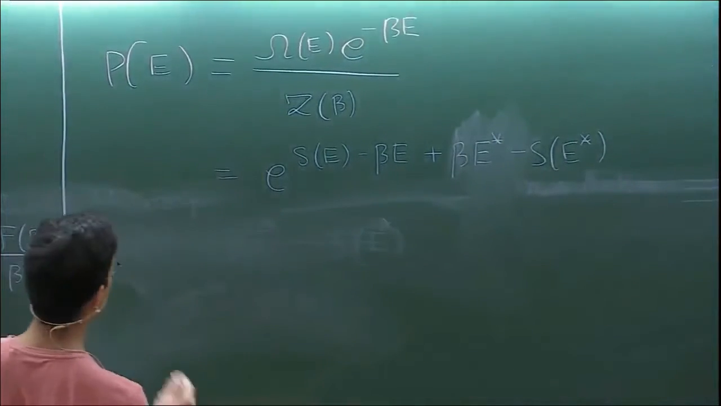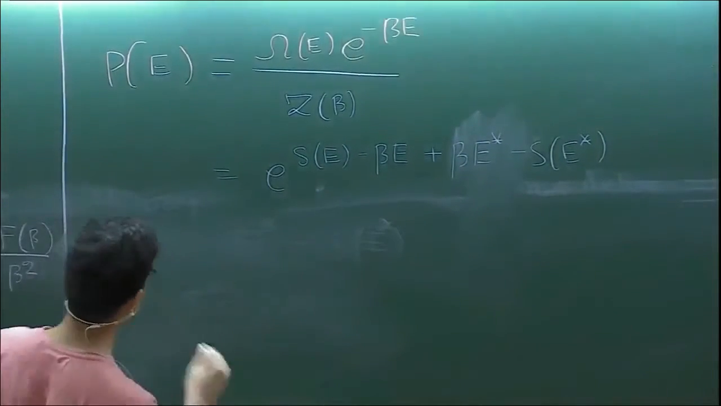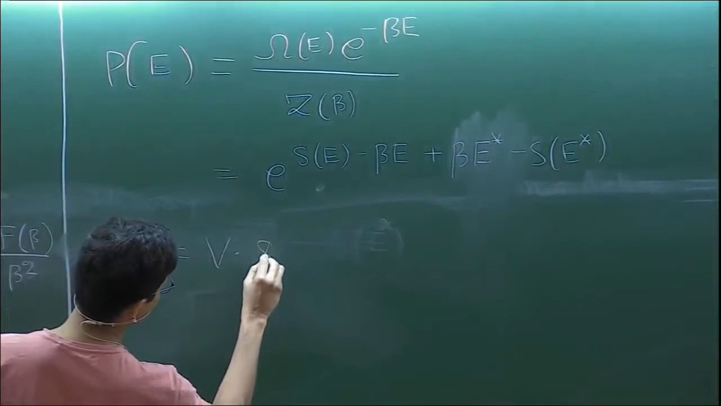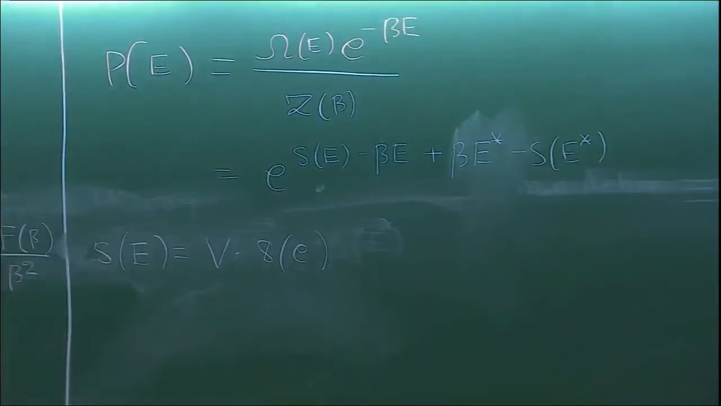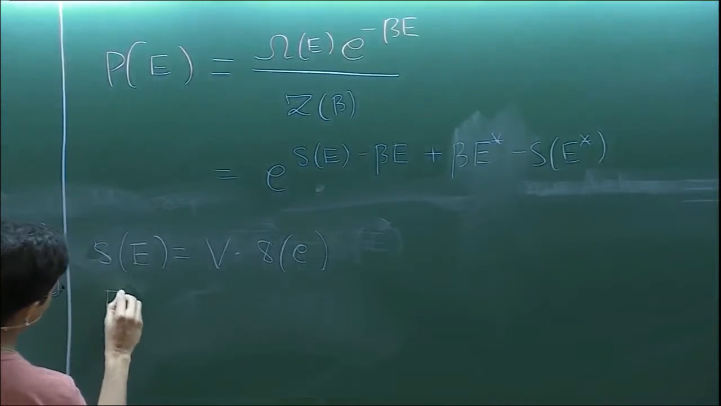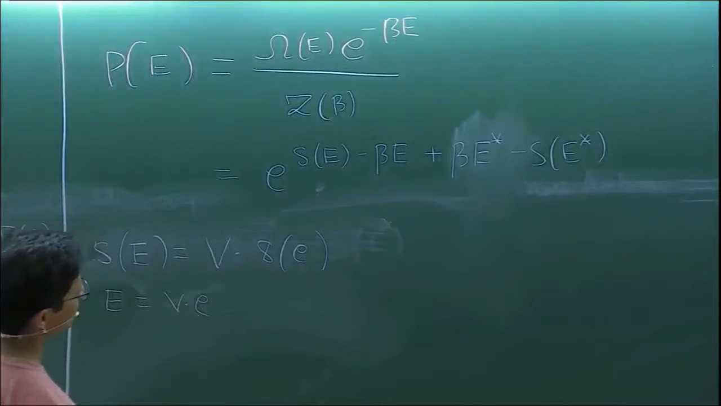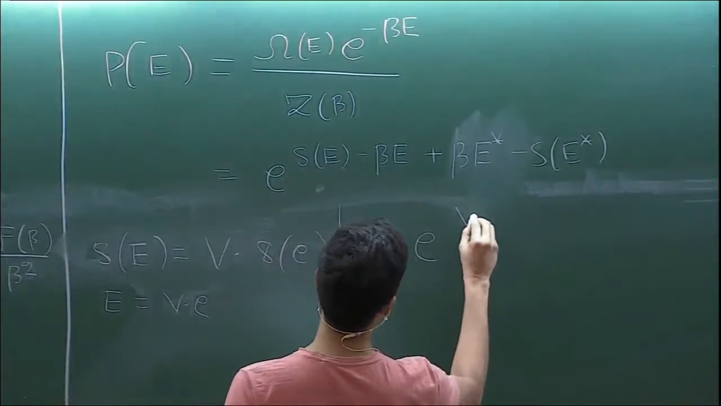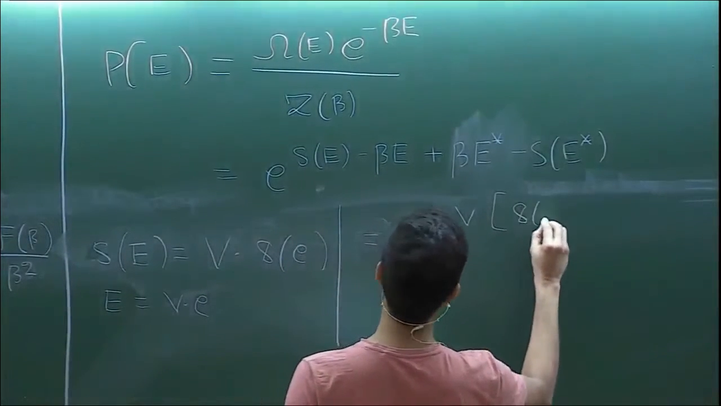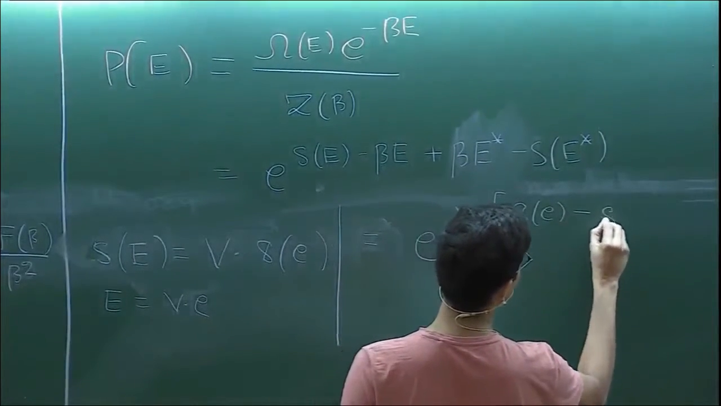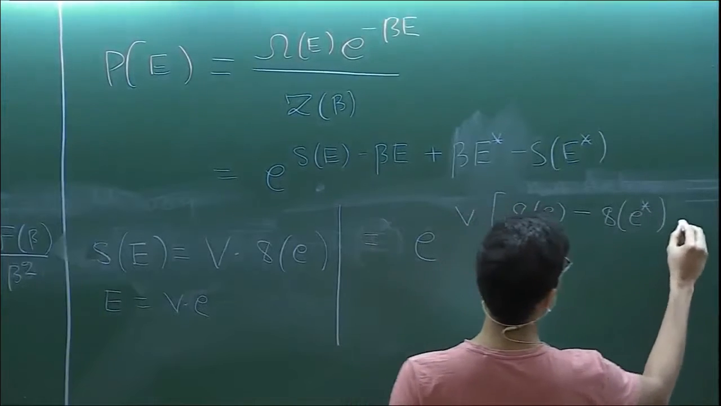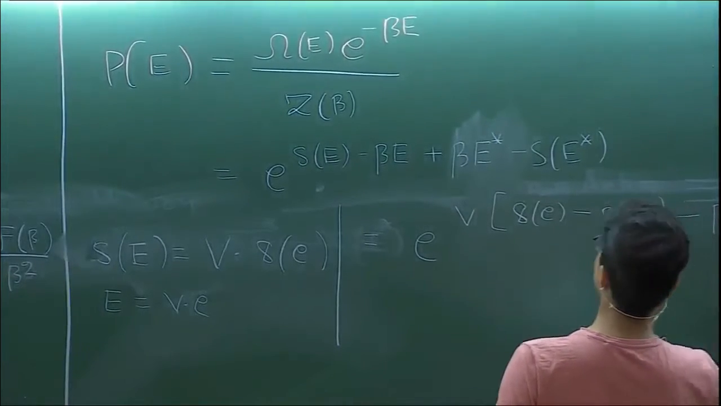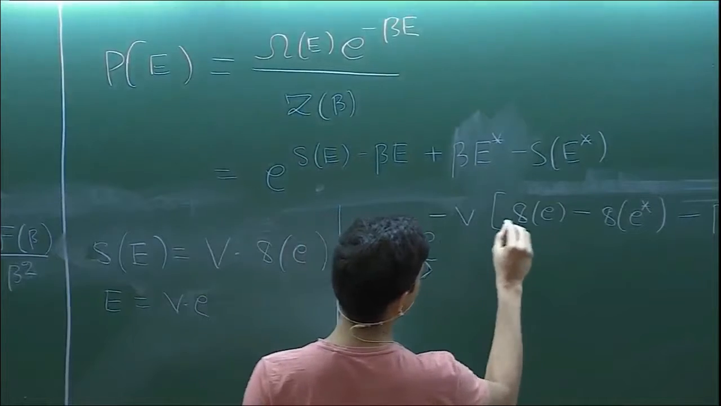Now, I use the extensivity: the entropy and energy are extensive properties. So let's write S of E as volume times the entropy density, and the energy density is the energy divided by the volume, so E I'm going to write as volume times this. Then this function simply turns out to be e to the power V times small s of e minus small s of e star minus beta times e minus e star. And for standard notation, I'll just put a minus sign and make these things as.